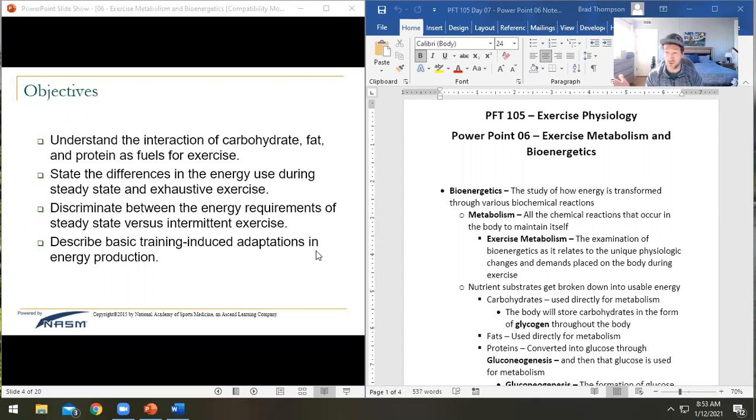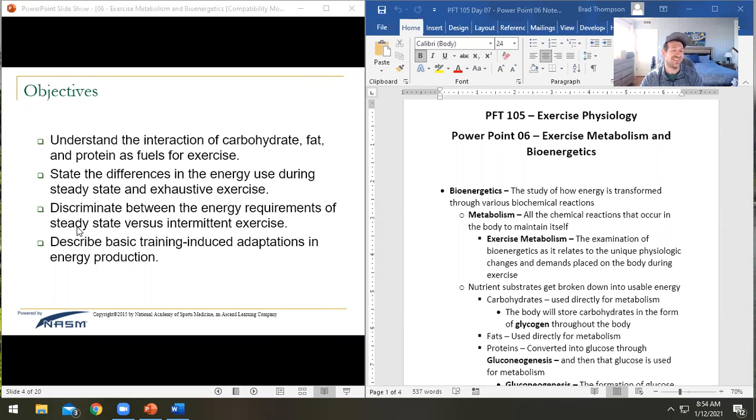Understand how carbs, proteins, and fats interact when it comes to energy metabolism, and the difference in energy between steady state exercise versus exhaustive. So we will talk about how, yes, you're going to burn much more energy in an exhaustive type exercise, but you're going to burn much more consistent energy during steady state. Which is better, which is worse? What are we going for? By the way, there is no better or worse.